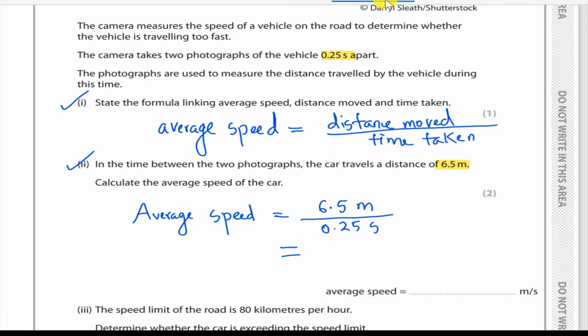So average speed is 26 meter per second. So answer 26 meter per second.